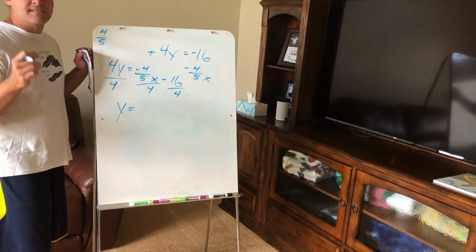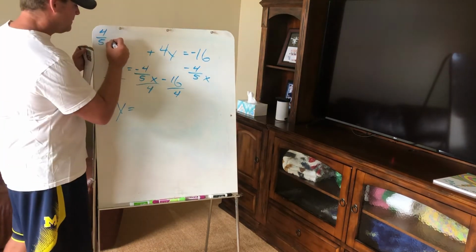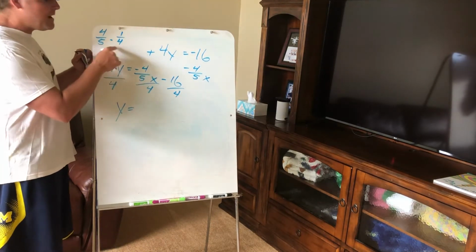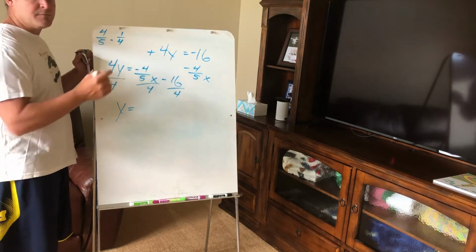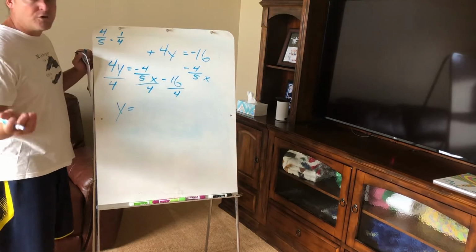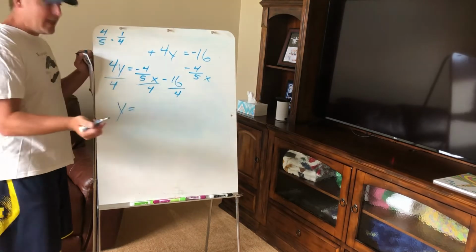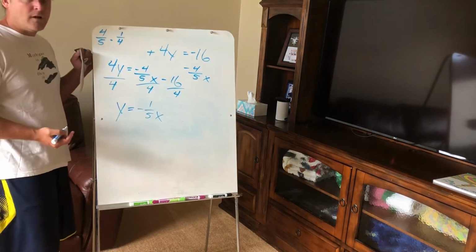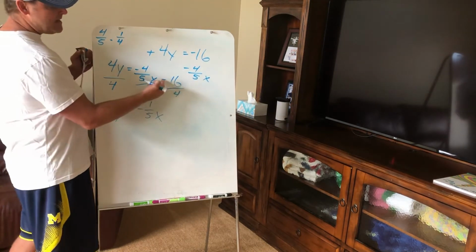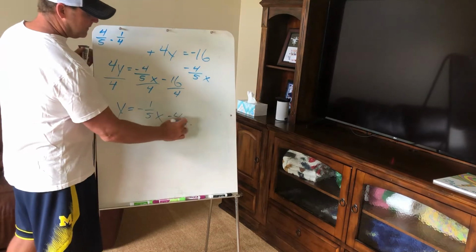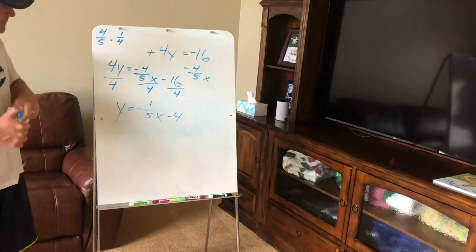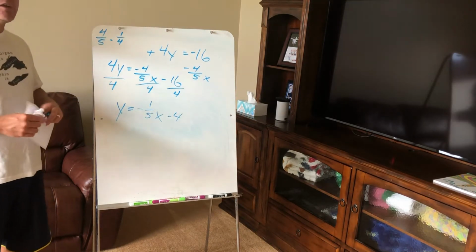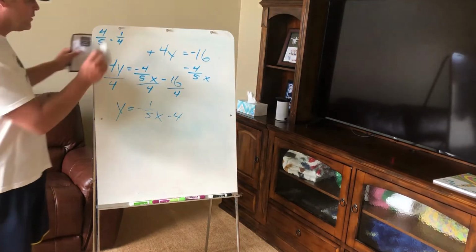Dividing by 4 is the same as multiplying by 1/4. So 4/5 divided by 4 is the same as 4/5 times 1/4. Keep, change, flip. Or you can find a common denominator. Either way, you're going to get a negative 1/5 x. And then negative 16 divided by 4 is negative 4. And so if you're given an equation, that's how you would write your answer in slope-intercept form.